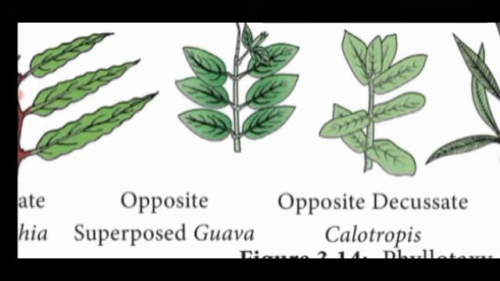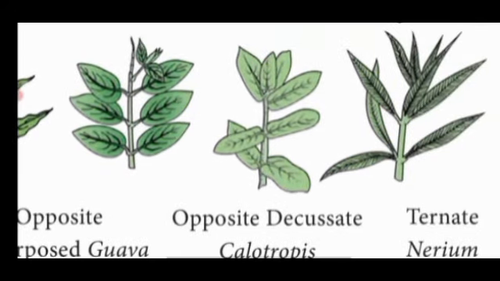In opposite superposed, the pairs of leaves arranged in succession are in the same direction. The two opposite leaves at a node lie exactly above those at the lower node, so they look like mirror images. Example, Guava. Opposite decussate: in this type of leaf arrangement, one pair of leaves is placed at right angles to the next upper or lower pair. Example, Calotropis.